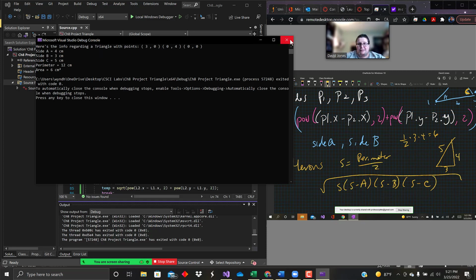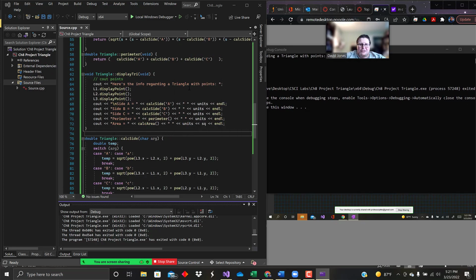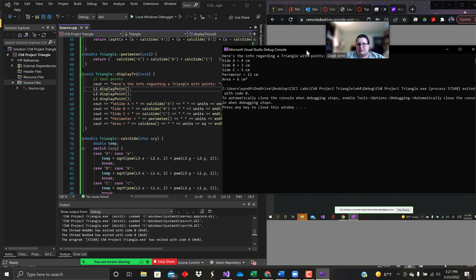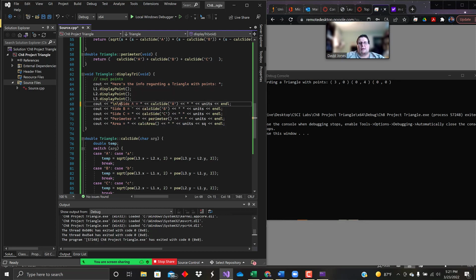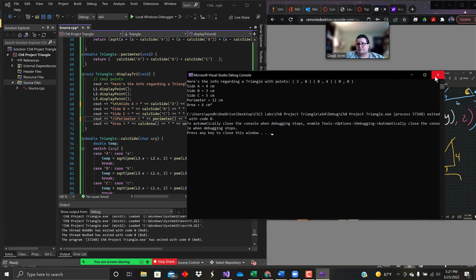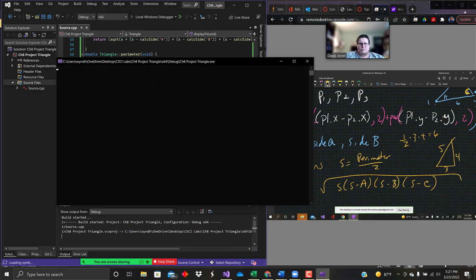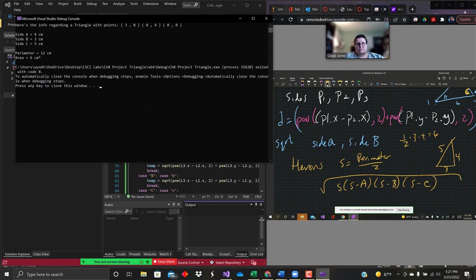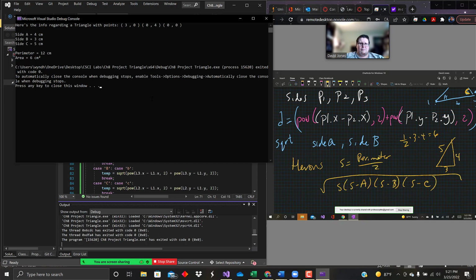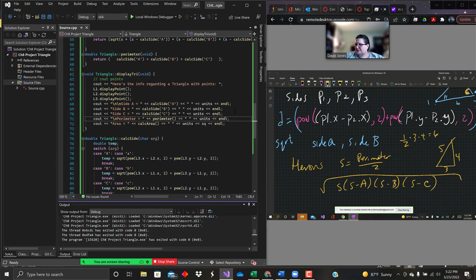Although I think I need some more spacing here. I don't like the way that's looking now. So I think I want, after my points, another new line. And then I think after the sides, I want a new line. That's the wrong slash. Looking good so far. All right, so angles. Angles.